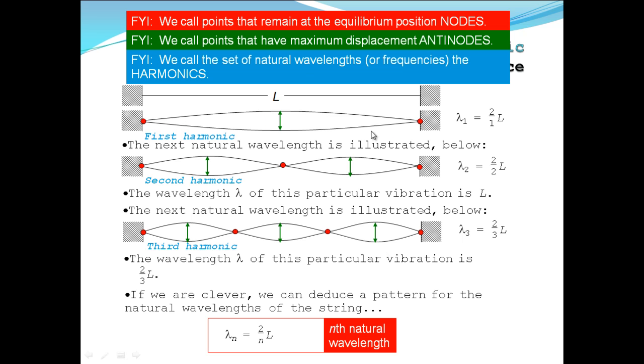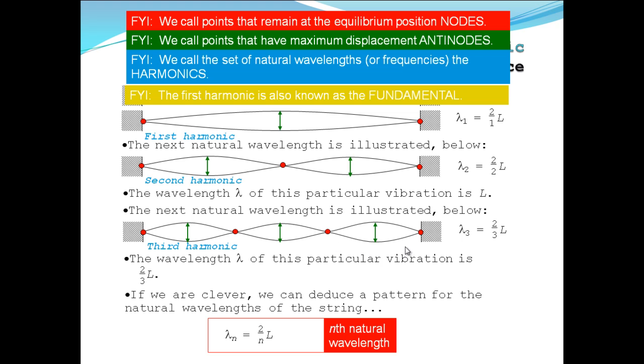See, it has one standing wave. So that's the first harmonic. Two sets of crest and troughs, you know, two sets of antinodes. That'll be our second, third, and so on. The first harmonic is also known as the fundamental. So this first harmonic is the fundamental. It's the very basic one.